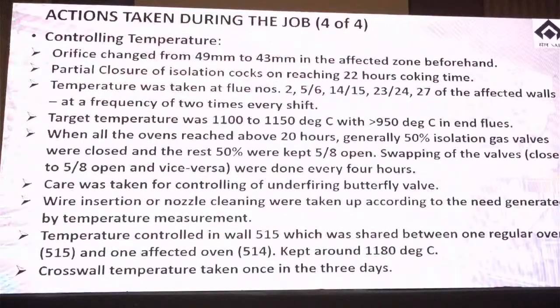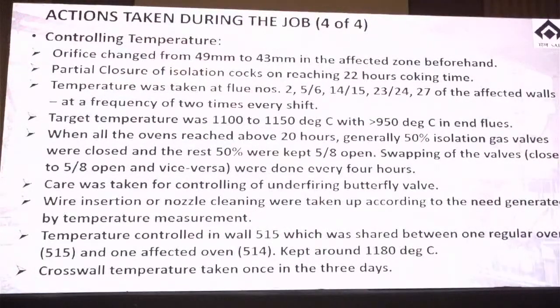When all the ovens reached above 20 hours, generally 50% of isolation valves were closed and the rest 50% were kept 5/8 open. Swapping of the valves closed to 5/8 open and vice versa was done every 4 hours. Care was taken for controlling the underfire butterfly valve, though the closing of the valves was planned in such a manner that it cut across both the reversals, so that the controlling of butterfly in both the reversals is better.